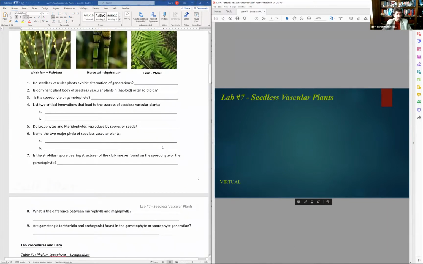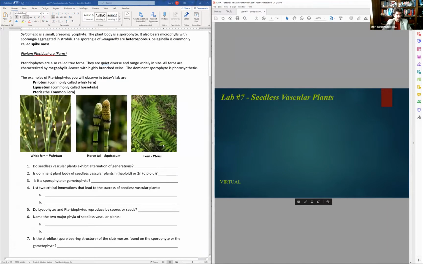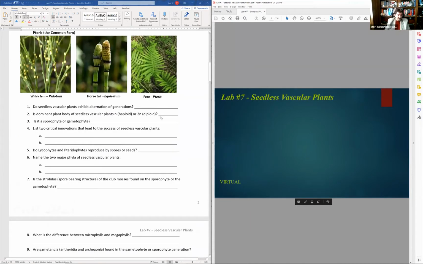Question number 1 on the pre-lab, right? Do seedless plants exhibit alternation of generations? Any plants do. So yes. What is the dominant plant body for seedless vascular plants? As soon as you say vascular, it's diploid. If you can see it with your naked eye without the microscope, it's most likely diploid. So it would be a sporophyte.